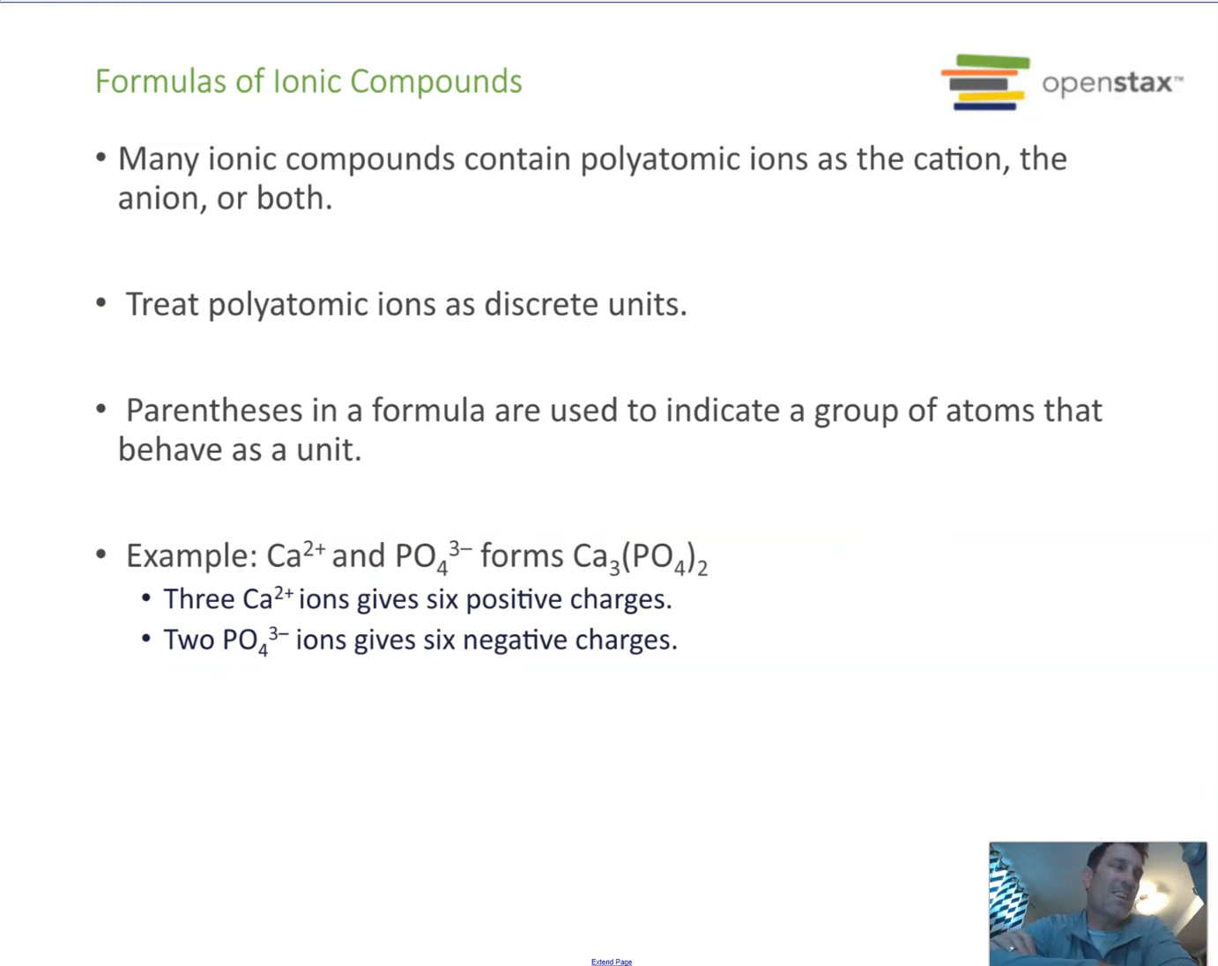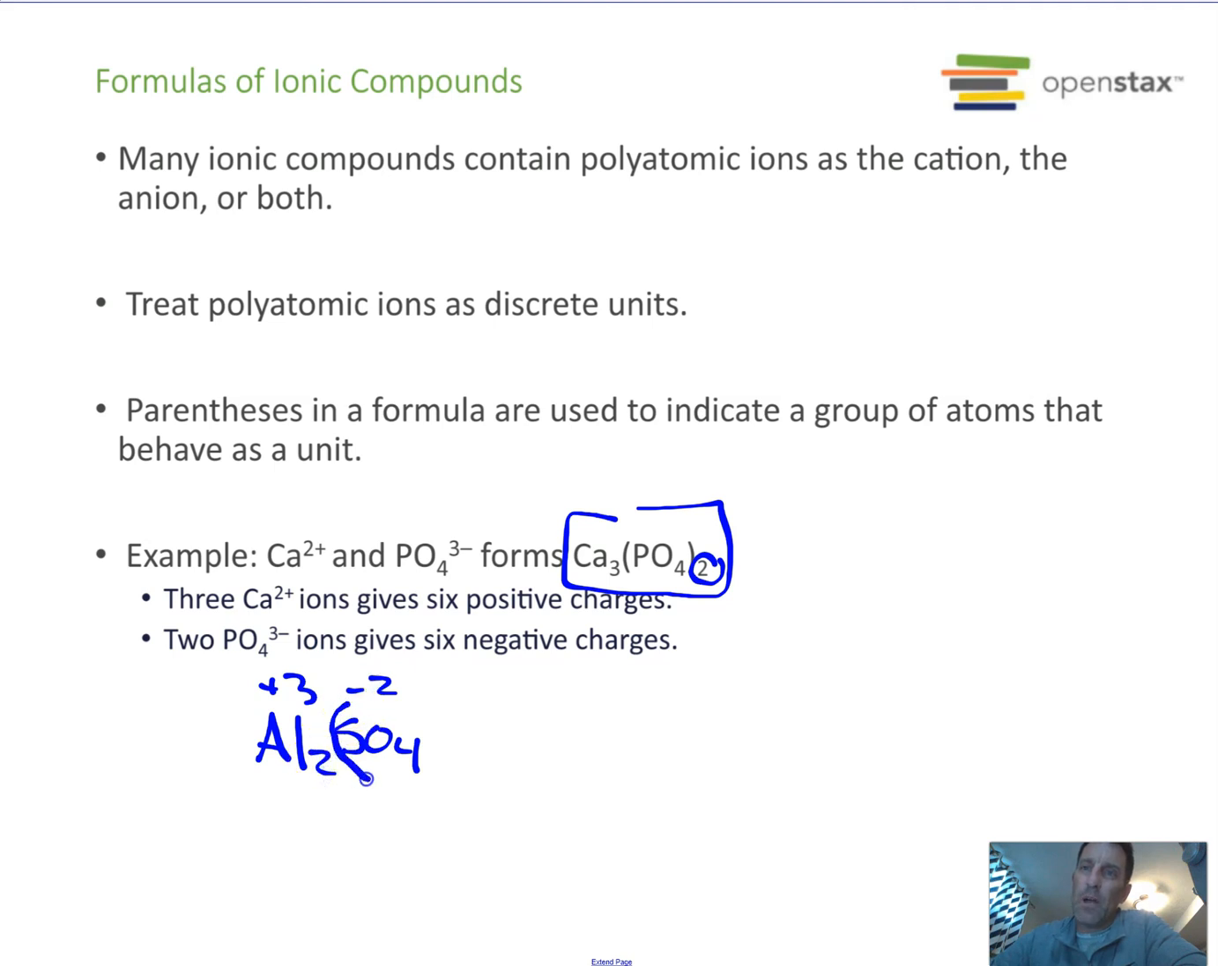Many ionic compounds contain a polyatomic ion as the cation and anion. Treat them as a discrete unit. When we have a number with a polyatomic ion, it has to be put in parentheses with a number on the outside. So if I had aluminum and SO4, +3 and -2, we'll put 2 of these, and then we have to bracket and put 3 of those. We'll go over this again a lot tomorrow.